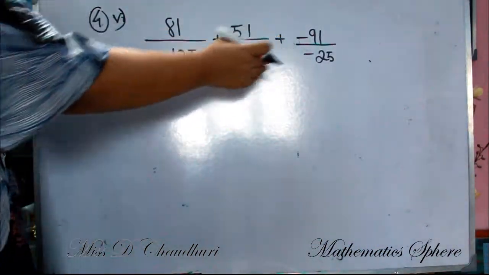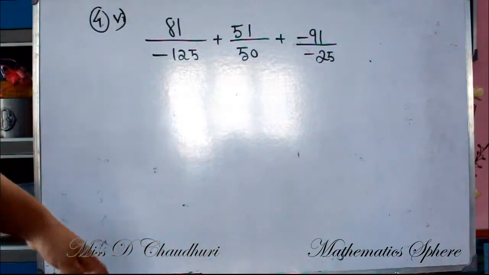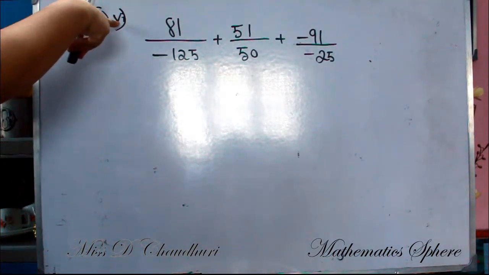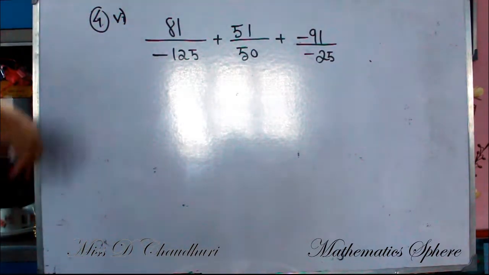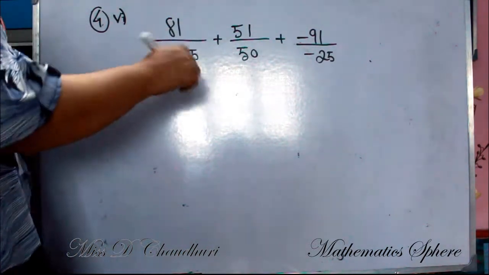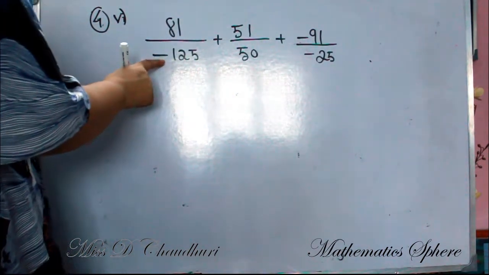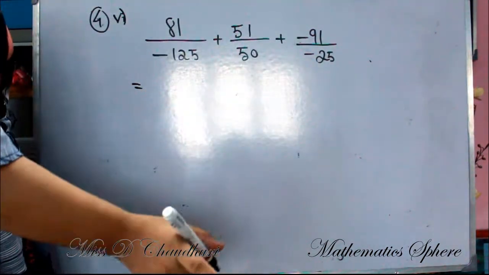Done. 3 addends are given. Okay, means 3 rational numbers are given which we will have to add. This is the subdivision 6 of question number 4. Okay, see, first we will bring these rational numbers into the standard form, because I see here this one and this one are not in the standard form.